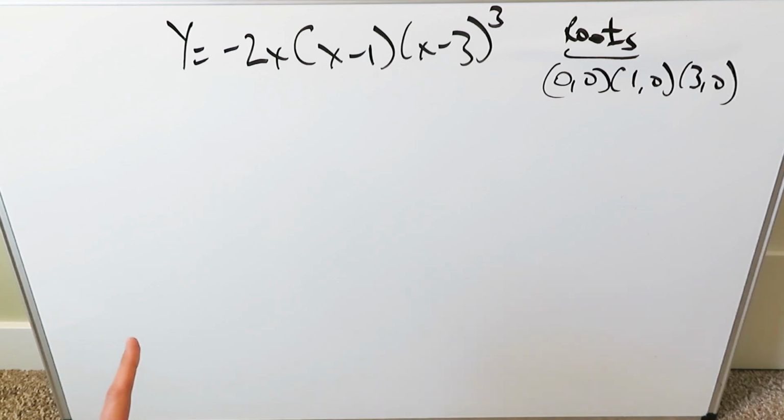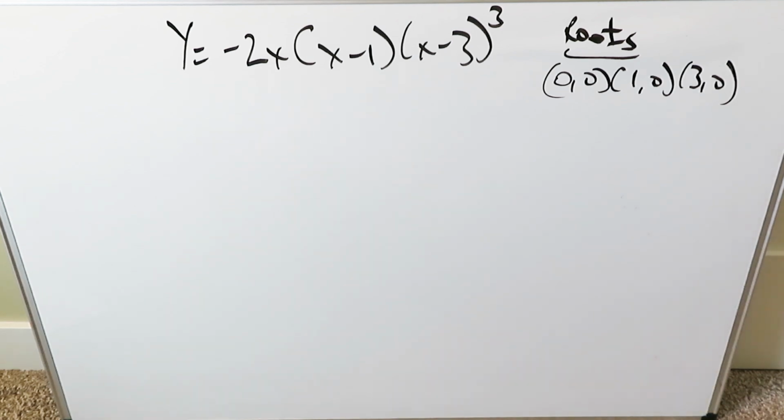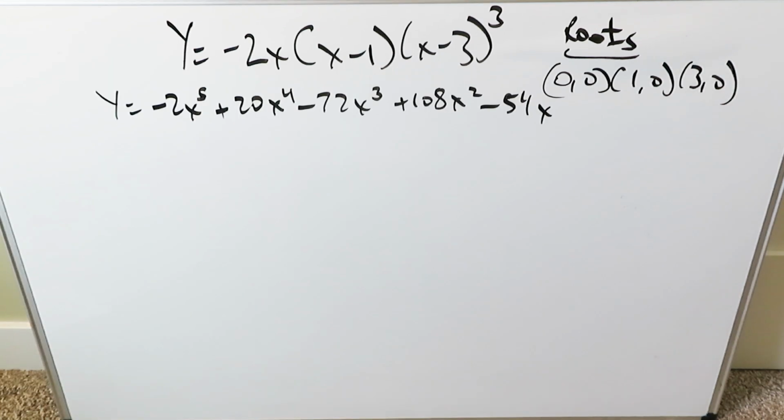Now we have to do a little trick. Our trick is we have to expand this factored polynomial into its unfactored form. If I were to open this up and expand it, it makes everything else easy. When I expand it, this is what I get. Y equals minus 2x to the power of 5 plus 20x to the power of 4 minus 72x cubed plus 108x squared minus 54x.